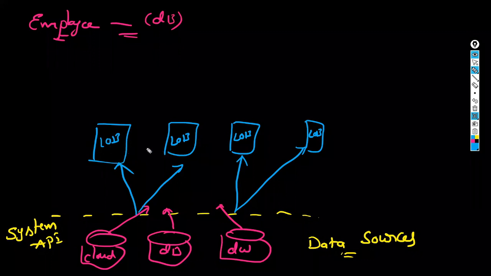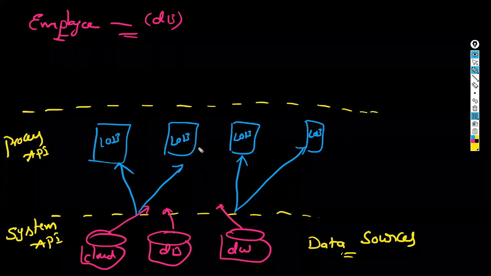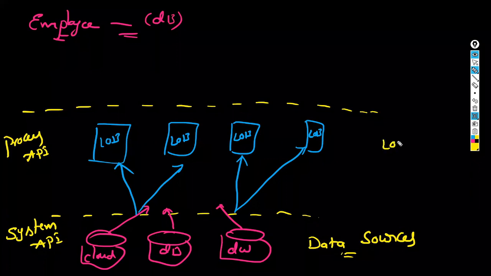So what is this level? This level we call the process level. Whatever APIs you create at the process level, we call process APIs. So inside the process APIs, whatever the LOBs, that means the business logic, will be written inside your process API.